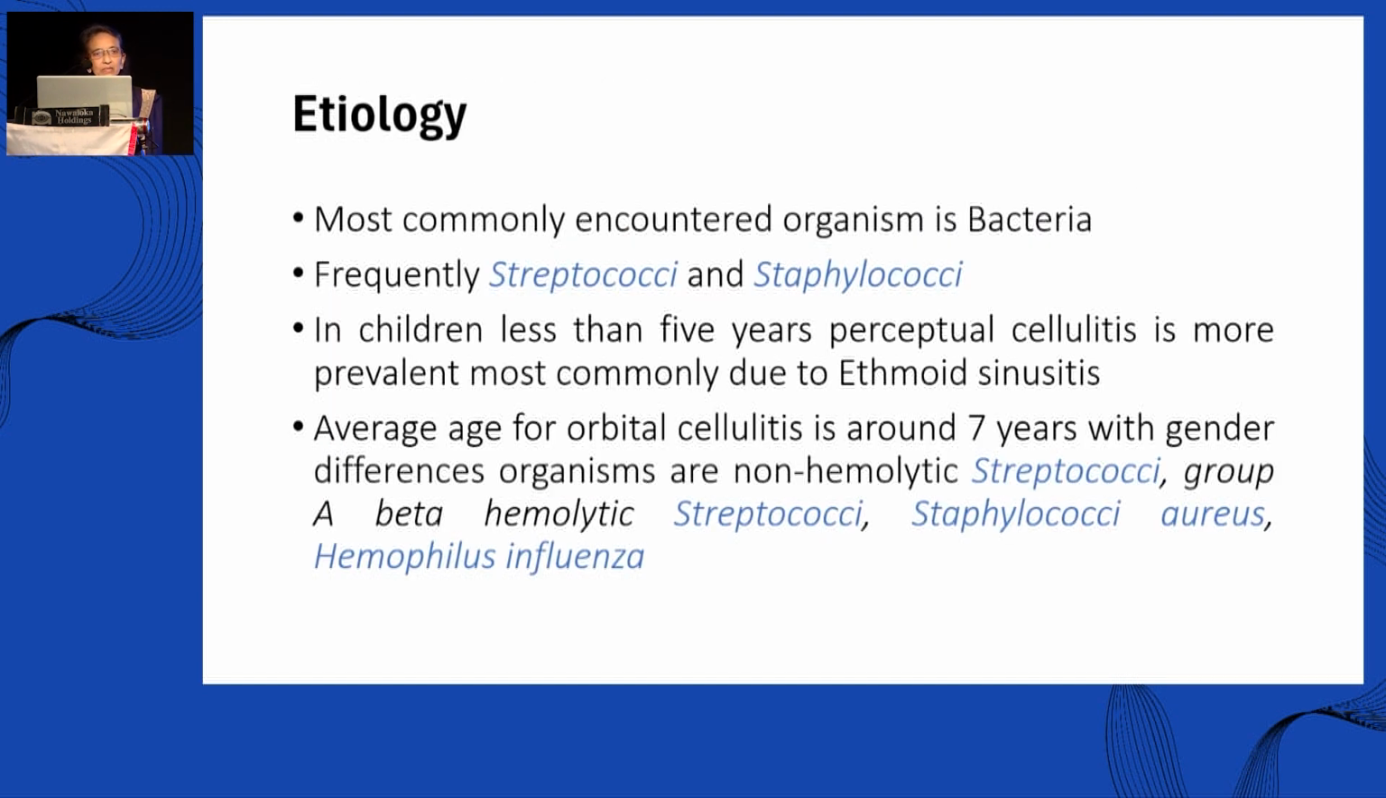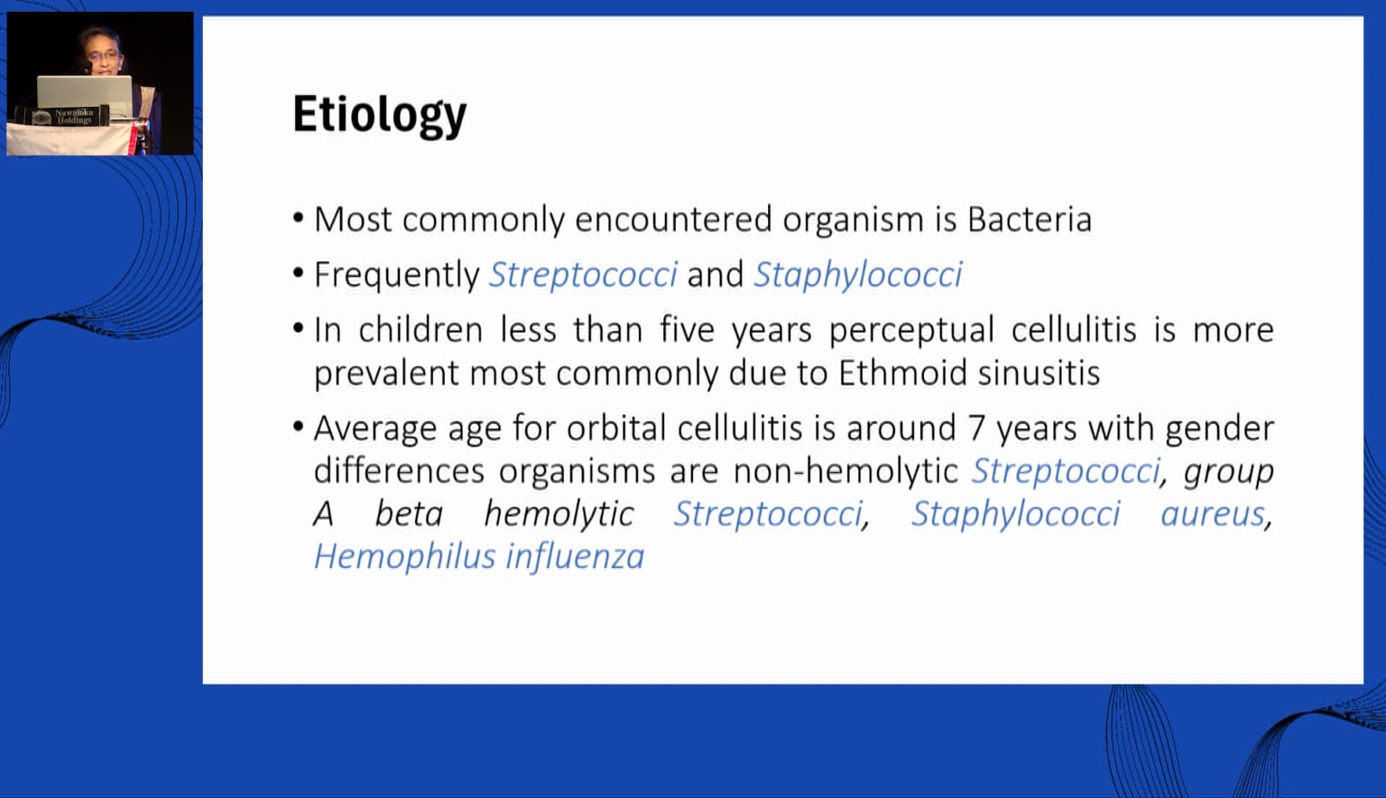Thinking of the etiology, the most commonly encountered organism is bacteria. Orbital infection can be due to viral, fungal and parasitic causes, but mostly bacteria. Frequently encountered ones are streptococci and staphylococci. There is a difference between children and adults. In children less than 5 years, preseptal cellulitis is more prevalent and most commonly due to ethmoid sinusitis. The average age for orbital cellulitis is around 7 years, with gender differences. The reason is not known.